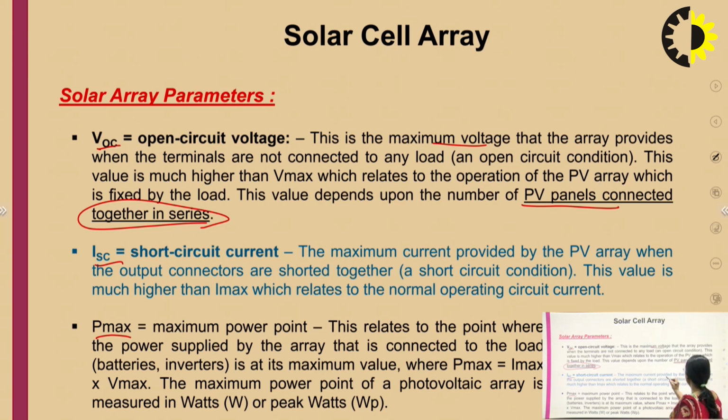And the maximum current provided by the PV array when the output connectors are shorted together, just like a short circuit condition, is much higher than the maximum current, which relates to the normal operating circuit current. And the maximum power point relates to the point where the power supplied by the array to the load is at its maximum value, which is given by P max equals I max into V max. The maximum power point of a photovoltaic array is measured in terms of watts or peak watts.